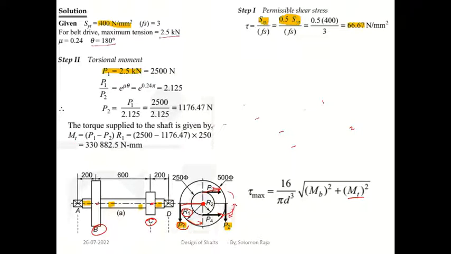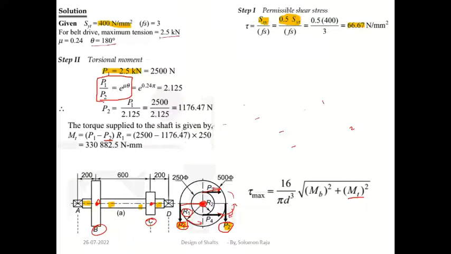If you take any point, around this point two forces are acting, and around this point also two forces are acting. Let me take this first point: two forces, P1 and P2, are acting, so P1 minus P2 into R1. But still I don't know the P2 value. I know the P1 value. For that we have this formula: P1 by P2 equals e power mu theta.